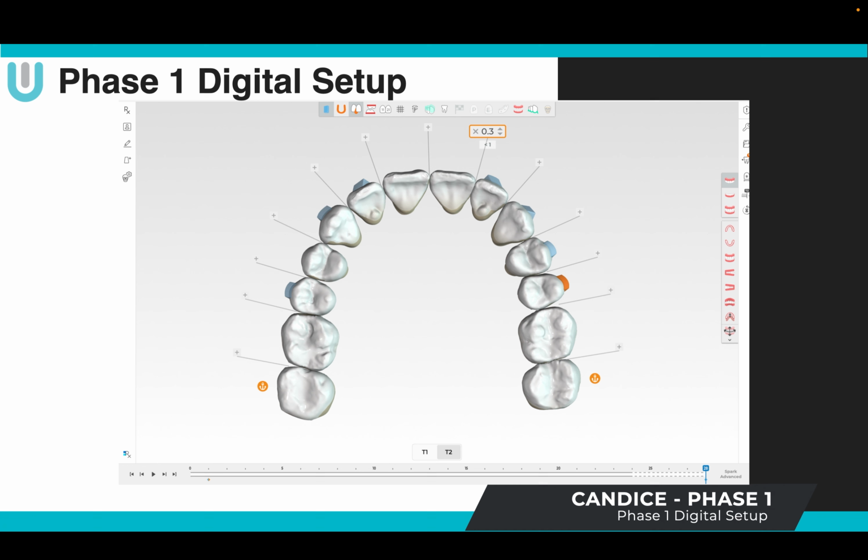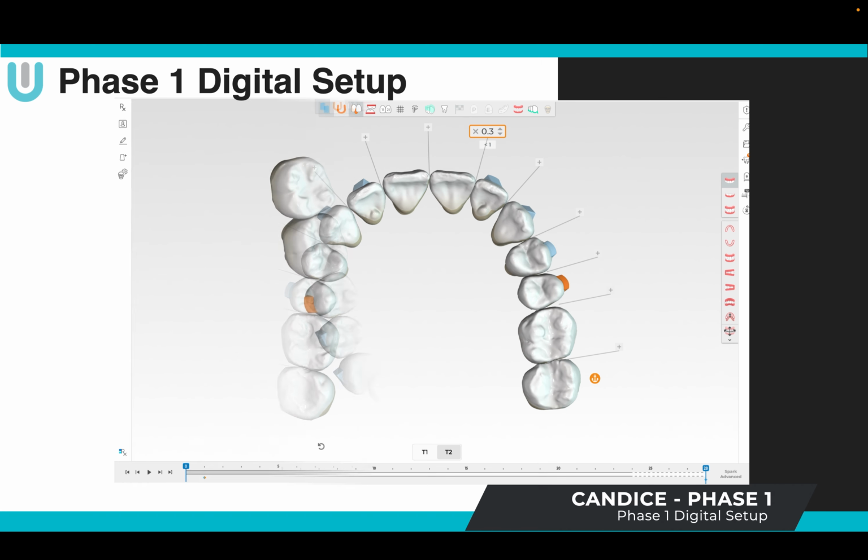There's no reason to try to rotate that back around. It probably wouldn't work, and more importantly, it would cause some significant issues and time delays. So we're going to just leave that tooth. We express that to the patient.